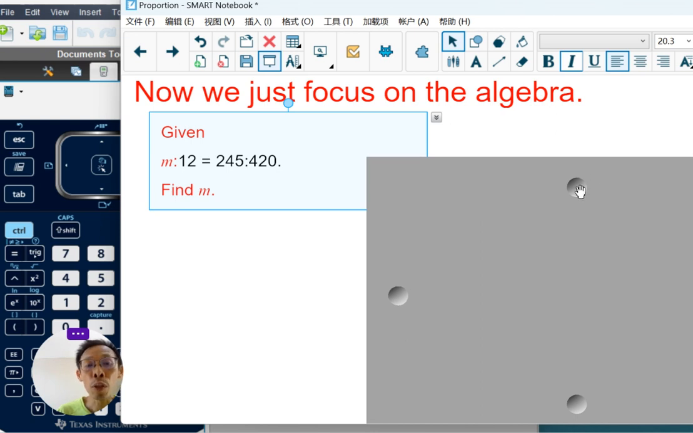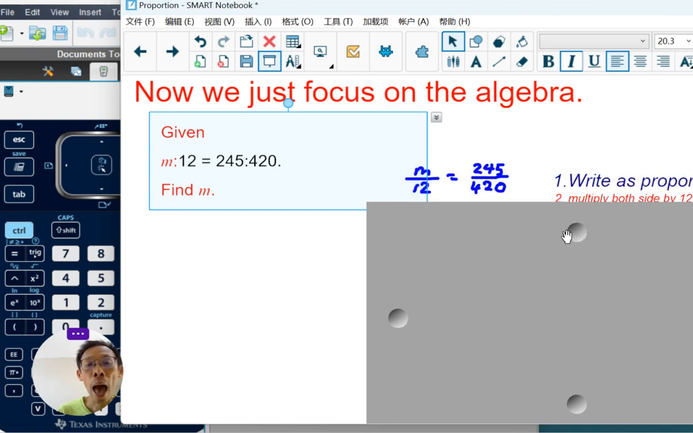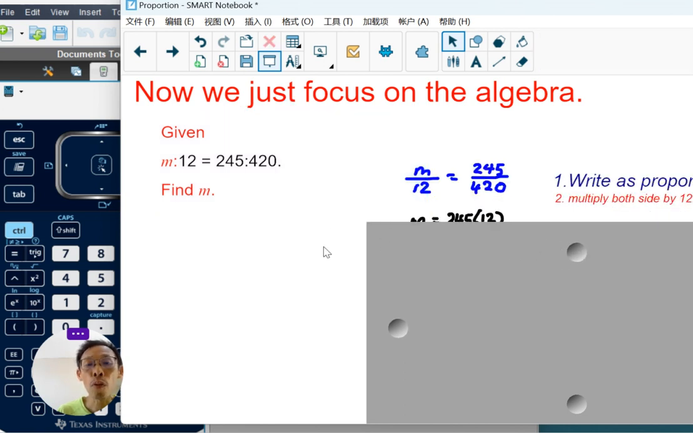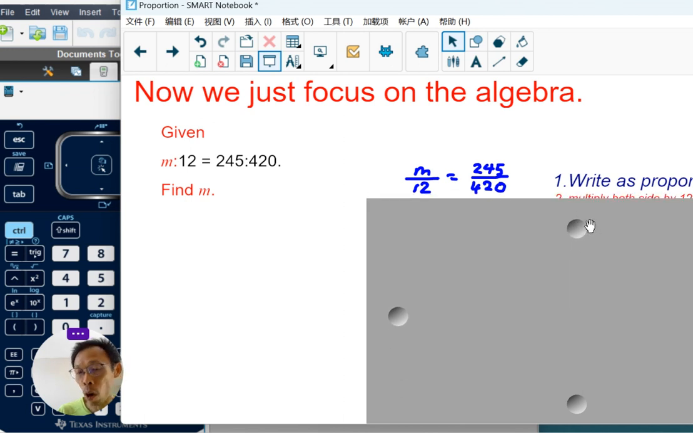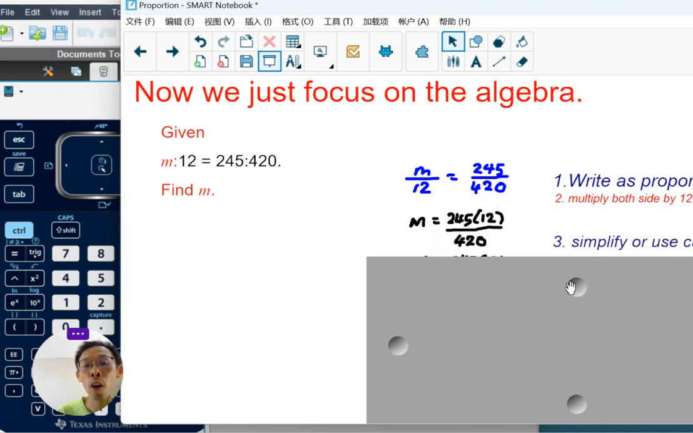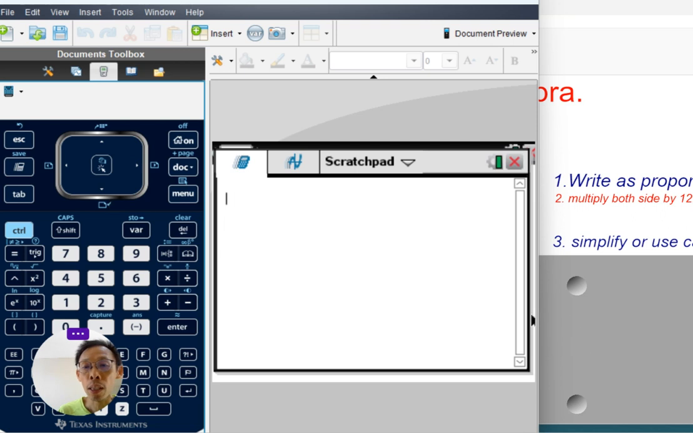So first thing to do, still remember that? Yes, put them into proportion. That is, m over 12 is equal to 245 over 420. Now, what we can do is we cross multiply. We can either cross multiply or just multiply each side by 12. If we multiply each side by 12, then this is what we have: 245 times 12 over 420. At this stage, you can use a GDC or simplify this. So I'm going to use a GDC to do this.